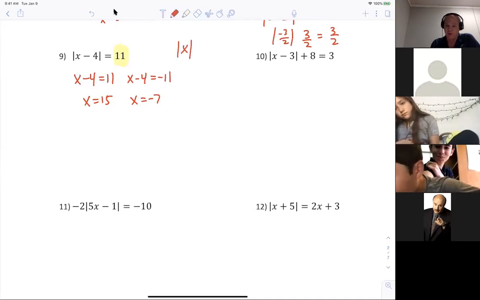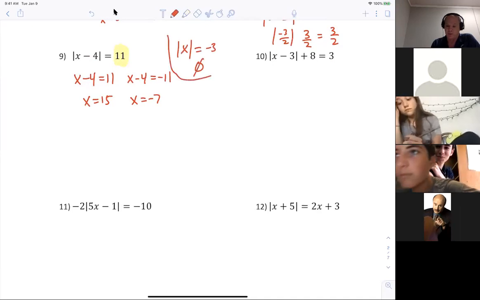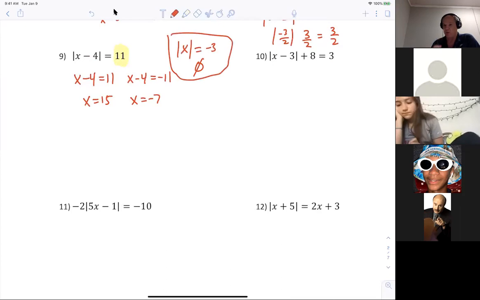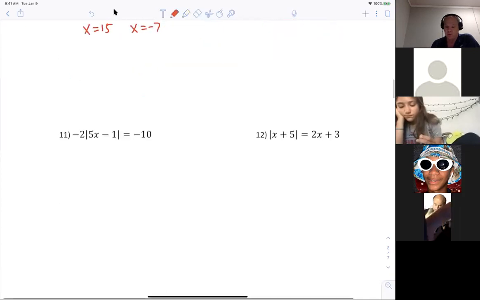So if I said the absolute value of x equals negative 3, you would say what? No solution. Make sure you have that in your notes, because a lot of kids make a mistake. They don't plug the numbers back in and check their work.